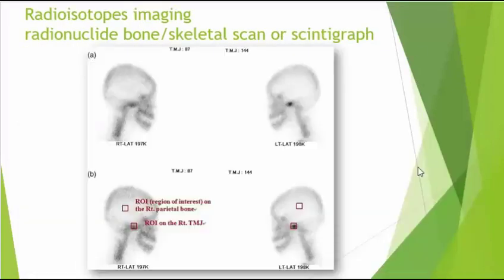Bone scintigraphy is used for assessment of TMJ disorder. This case is hypertrophy of the TMJ. Here is a normal condylar bone formation, and on this side we have increased uptake of technetium, which indicates hypertrophy and high bone formation in the left condyle.